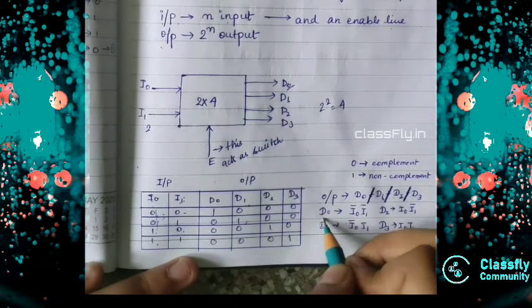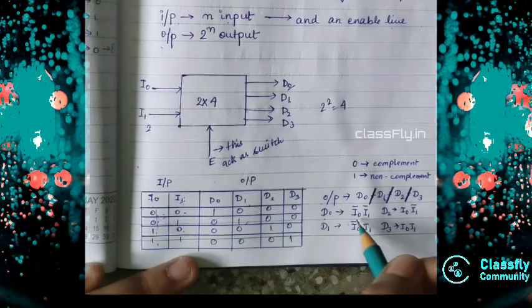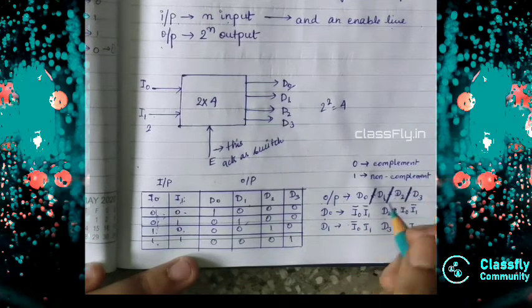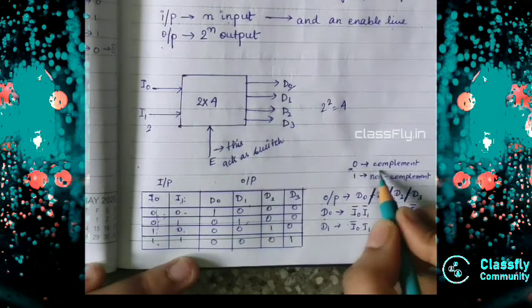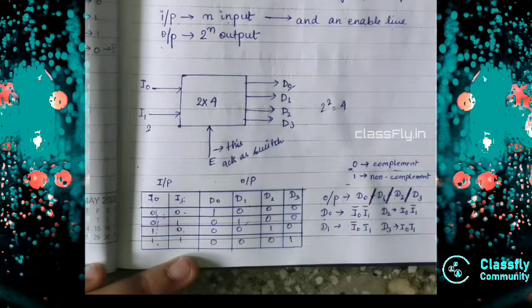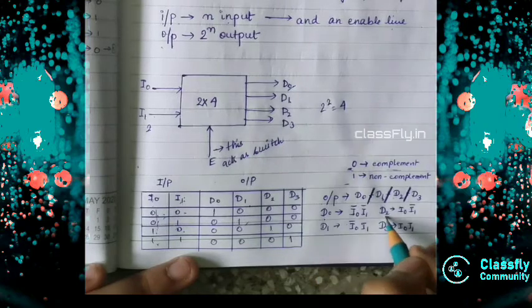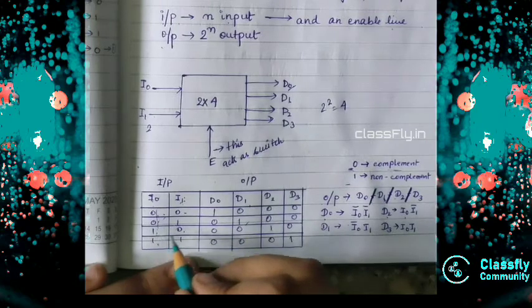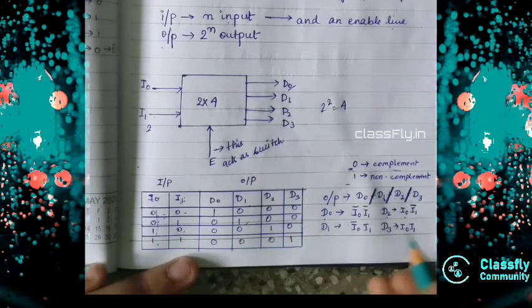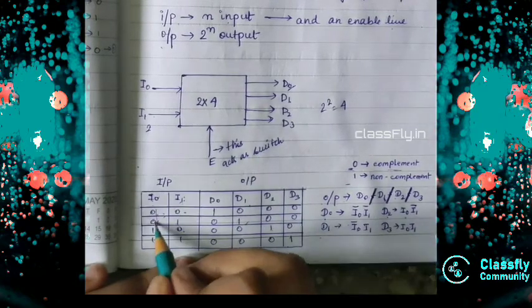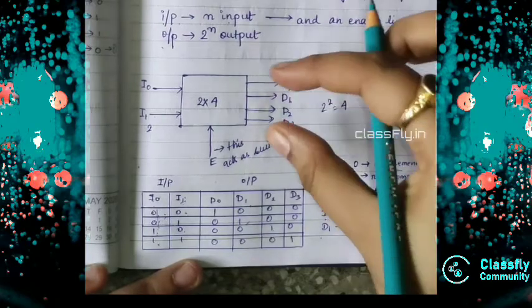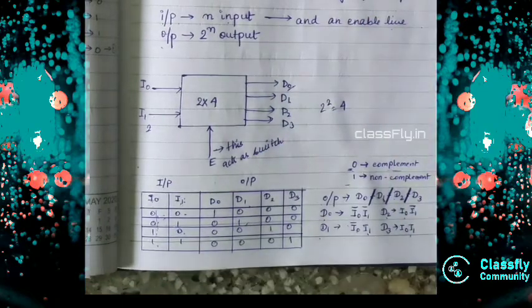So for D0, what will be my equation? It will be I0 bar and I1 bar. Why? Because for 0 it is complemented and for 1 it is non-complemented. Respectively, for D1 it will be I0 bar and I1, for D2 it will be I0 and I1 bar, and for D3 it will be I0 and I1. So this is basically a 2 into 4 decoder.